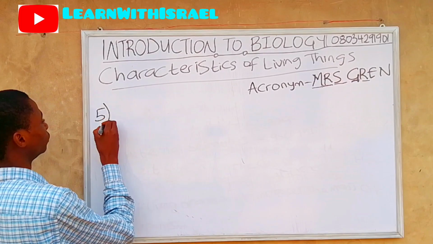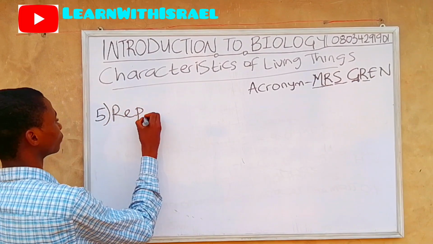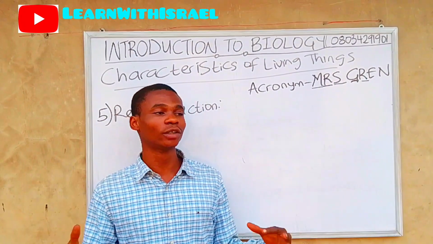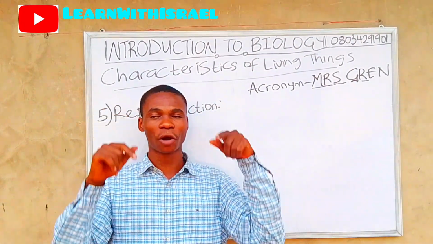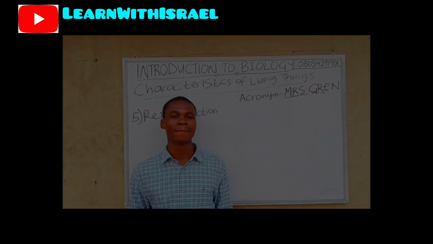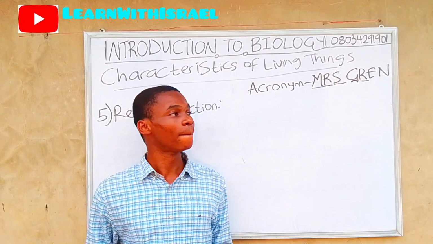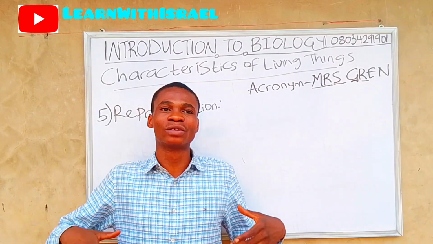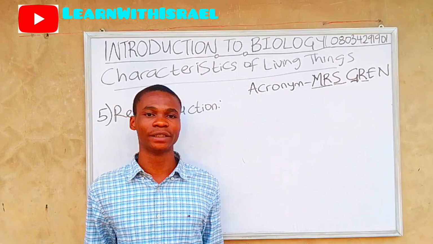That's the fifth one, reproduction. So what's reproduction? If you know the definition of reproduction, just drop it in the comment section. I'll be right there waiting for your answer. So reproduction is the ability of living organisms to give rise to new offspring.